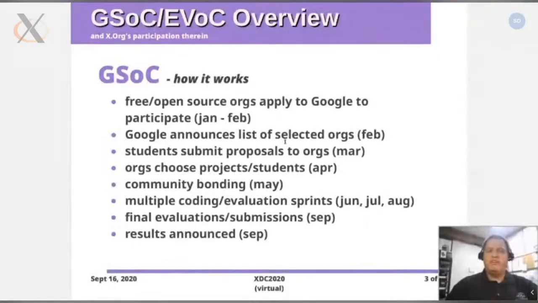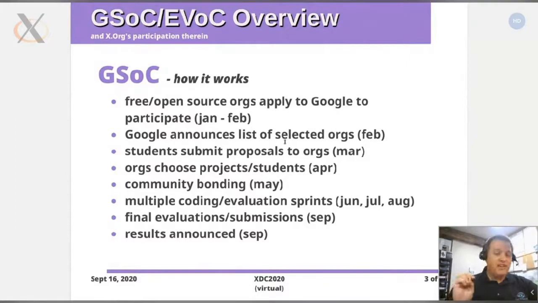In May, there's a community bonding period. It's an important time for students to get used to your organization. In our case, to get on IRC, to start interacting with the community, to start looking at the code from a high level, to start getting to know your mentor, to start doing meetings with them, and maybe do a blog post or something. And then in June, July, and August, that's where the coding is. There are usually 3 coding/evaluation sprints that occur in that time.